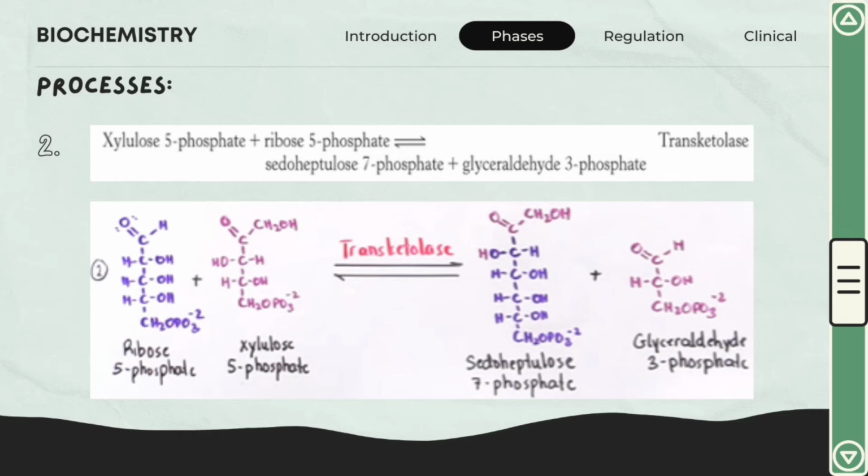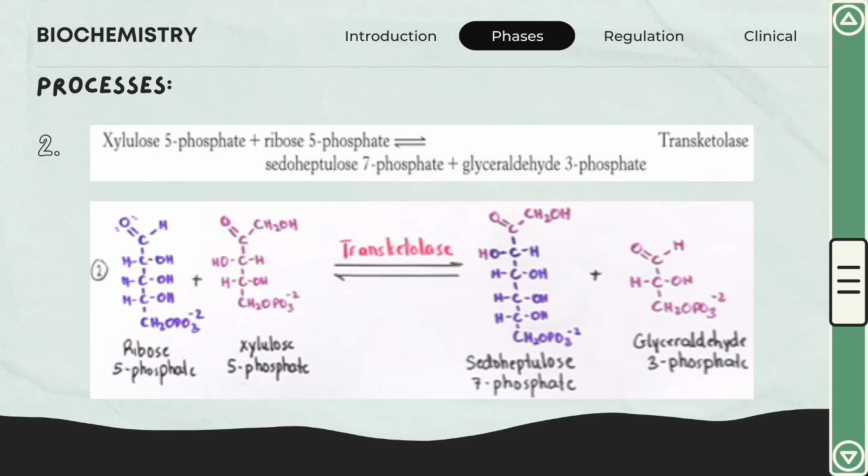Basically, what the transketolase actually does is it takes a 2-carbon group from the xylulose. So here we will take the entire section, which is the, as you can see, the OCCH2OH at the top of the xylulose 5-phosphate, and then it will be placed into the ribose, the OCH at the top of its stereochemistry.